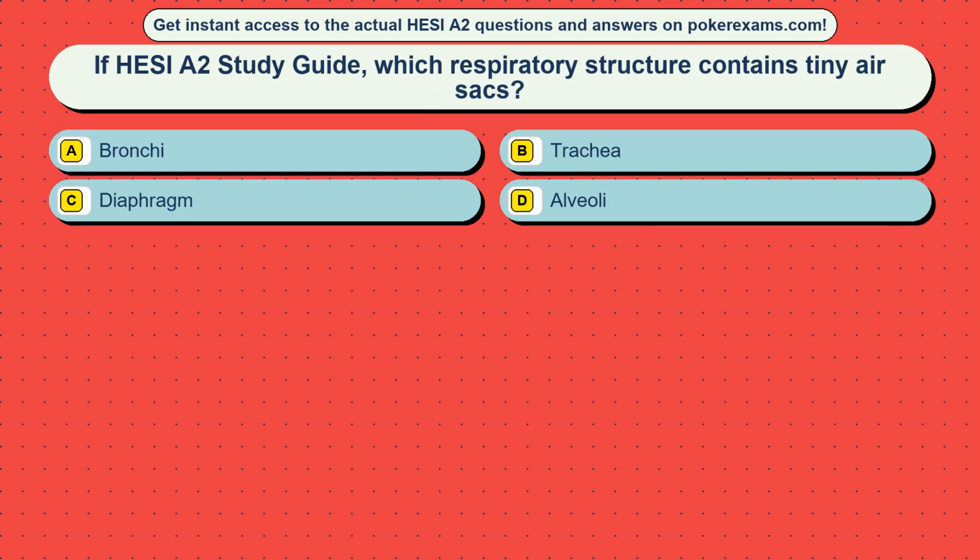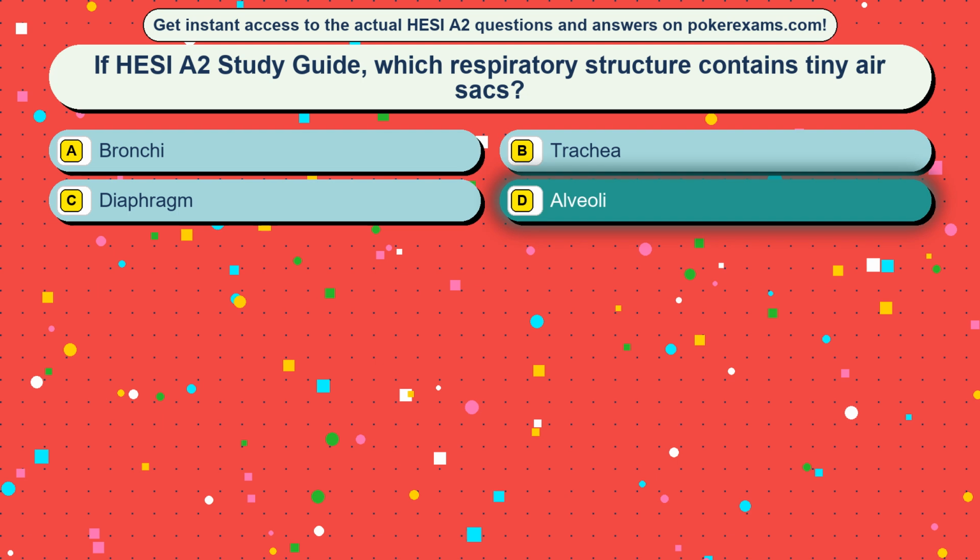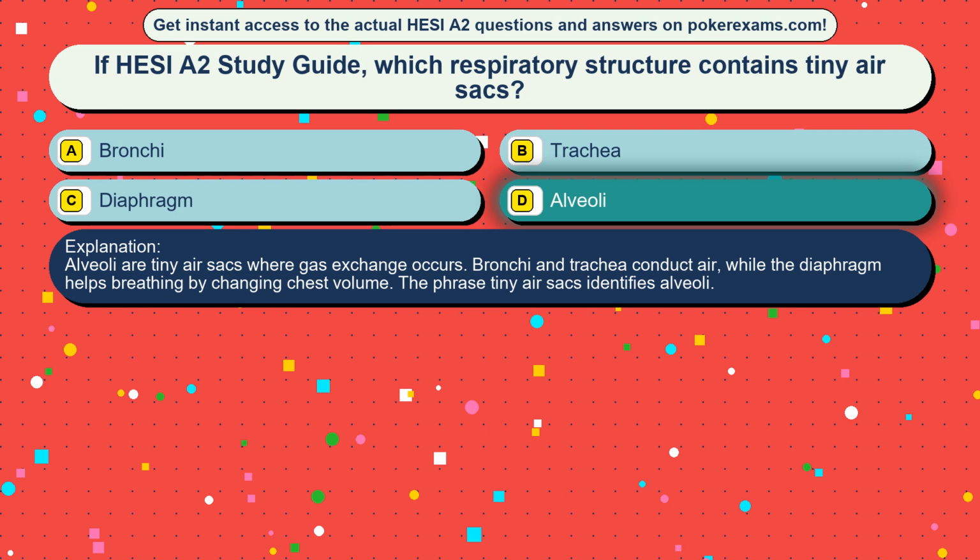Question 30. If HESI A2 Study Guide, which respiratory structure contains tiny sacs? Option A, bronchi, option B, trachea, option C, diaphragm, option D, alveoli. The correct answer is option D, alveoli. Alveoli are tiny air sacs where gas exchange occurs. Bronchi and trachea conduct air, while the diaphragm helps breathing by changing chest volume. The phrase tiny air sacs identifies alveoli.